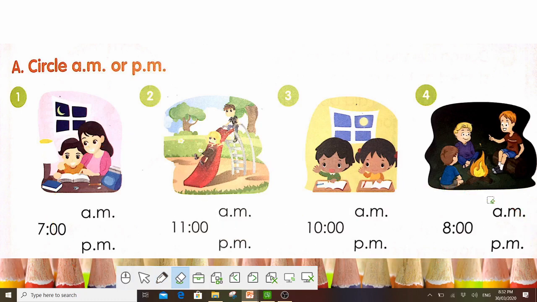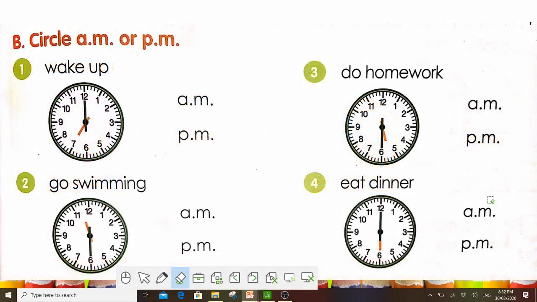I guess our lesson is so easy. Circle a.m. or p.m. Wake up. You wake up at 7 p.m.? No, it's night. 7 a.m. Here.